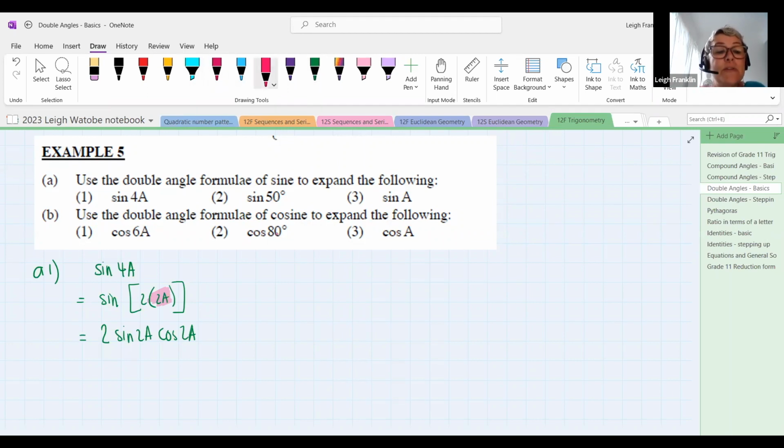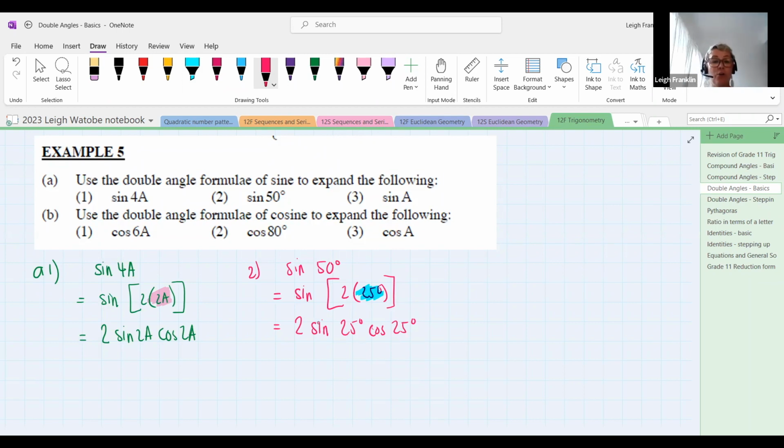The second example over here is the sine of 50. So 50 is an even number, so it's very easy. It's 2 times 25 degrees. So again, when I expand it, I would write it as 2 sine 25. So 25 is my angle. So 2 sine, let's just get a pink pen back, 25 cos 25.